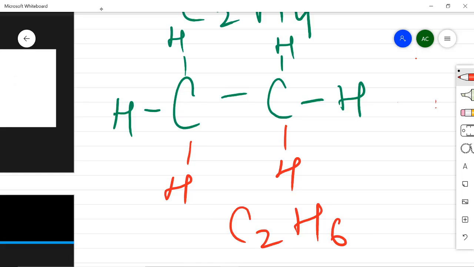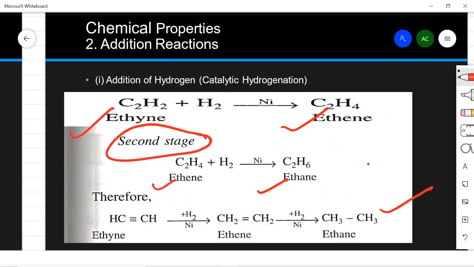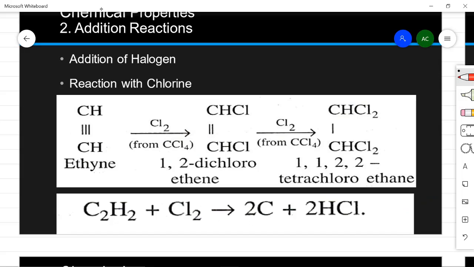So this is the mechanism of the reaction. So you can see here ethyne is converted to ethene, and then ethene is converted to ethane. So this is the whole reaction. So this was the addition reaction, or it is also known as hydrogenation. Now we will see the addition reaction of halogen.